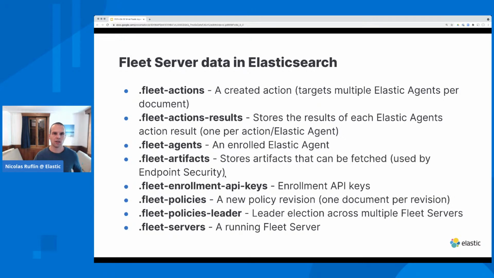Sorry about that. So here quickly again for the indices, I mentioned them in the beginning. We have about 8 of them right now. It could be that we have more. The names should be pretty self-explanatory. Actions is for everything that is targeted as an action to a specific agent. The results are shipped up as an outcome of the actions. The fleet agents index is just a list of all the agents that are enrolled in the system right now.